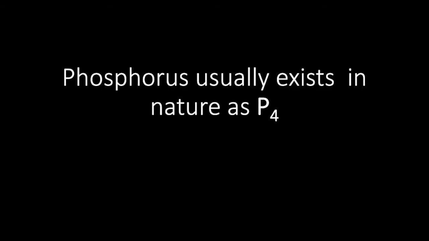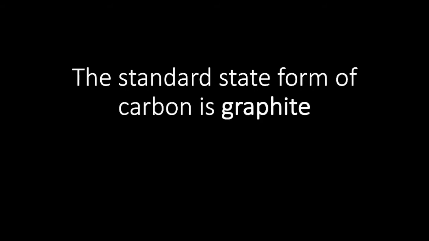Now, phosphorus usually exists in nature as P4, and the standard state form of carbon is graphite. So you'll sometimes see graphite actually written after carbon to indicate that it is the standard state. The enthalpy of formation of any element in its standard state is 0, and this includes diatomic elements, graphite, phosphorus, etc. Now let's talk about how to write an enthalpy of formation equation.